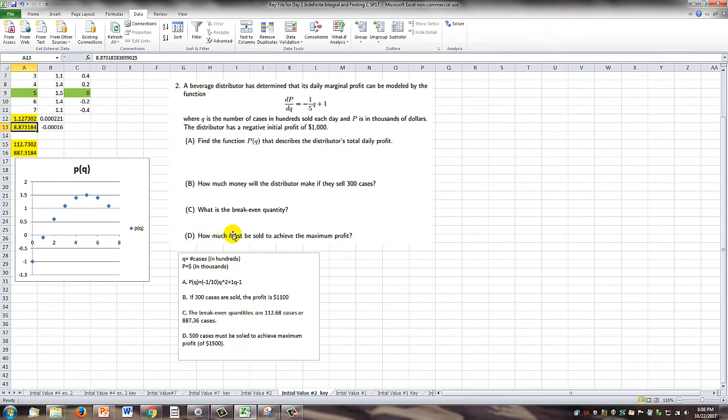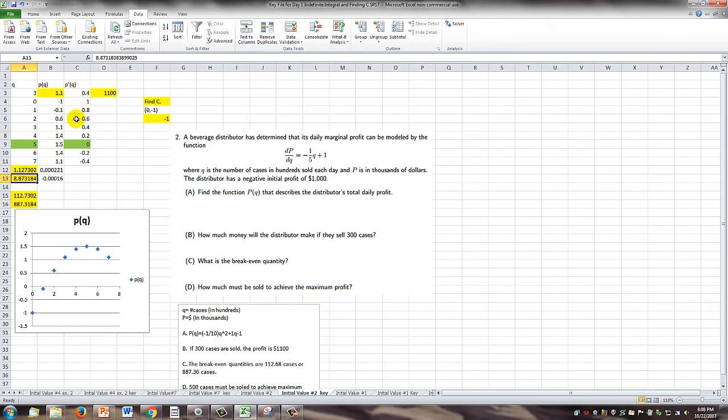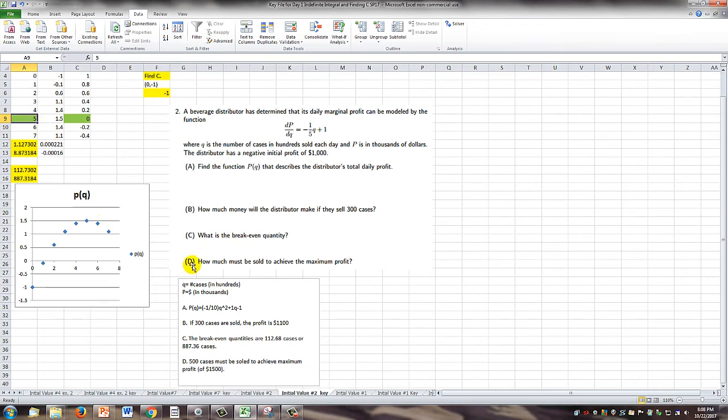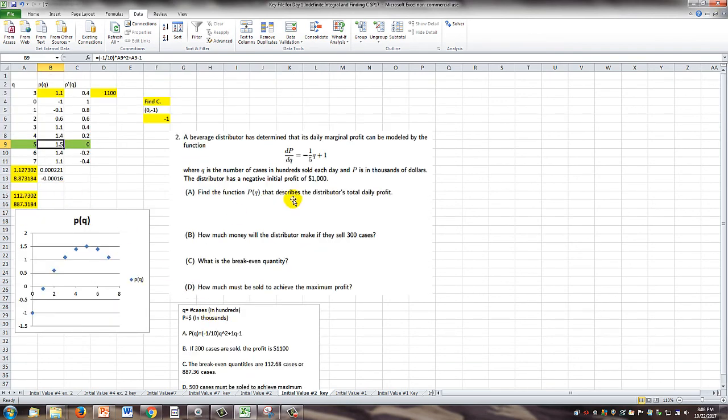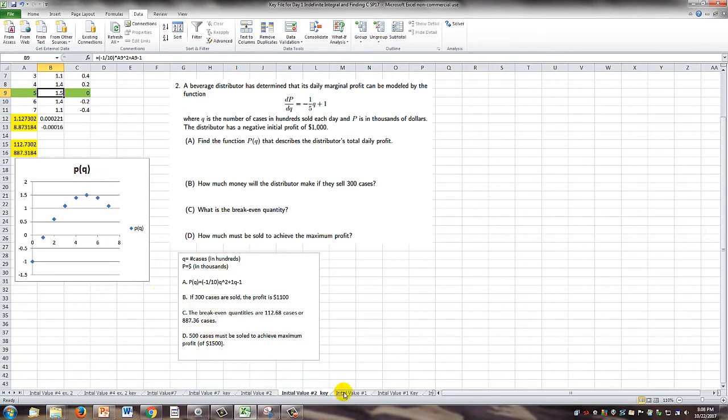In question D, how much must be sold to achieve maximum profit? And remember, that's an optimization problem. To find maximum profit, you take the derivative, which I have here, and goal seek it to 0. Not needed because there's already a 0 here. And so the maximum occurs when 500 cases are sold, and the maximum profit would be $1,500. So just wanted to go over that one quickly because of the units. You have to remember what to do there.